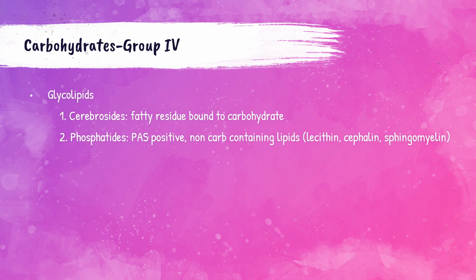The last group of carbohydrates, group 4, are the glycolipids. Glycolipids are lipids that have a carbohydrate attached to them with a glycosidic bond. So these are cerebrosides and phosphatides. Cerebrosides are fatty residues that are bound to a carbohydrate. Phosphatides are non-carbohydrate containing lipids, including lecithin, cephalin, and sphingomyelin. The phosphatides are PAS positive.